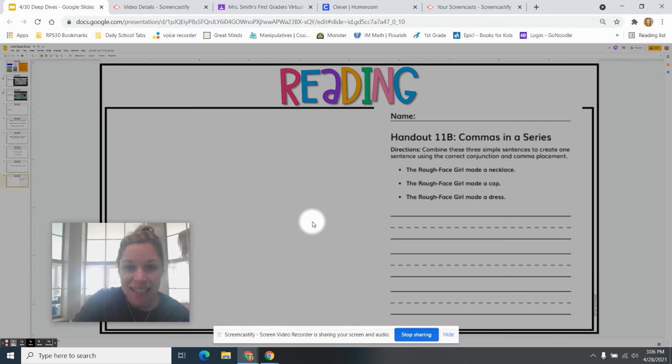At the end of this lesson, you will be able to write compound sentences. You have practiced putting a simple sentence into a compound sentence by using commas and a conjunction as a puzzle piece to connect your sentences together.